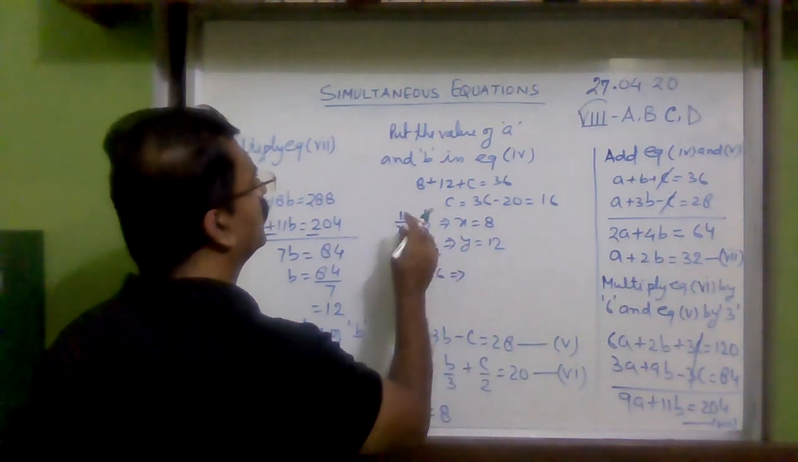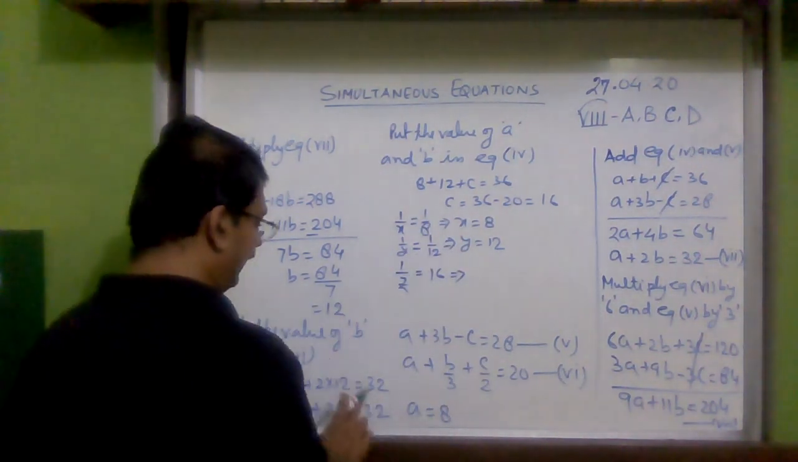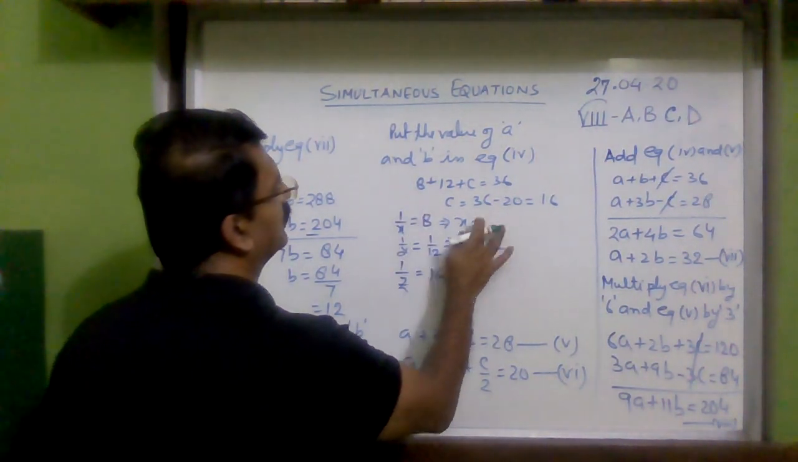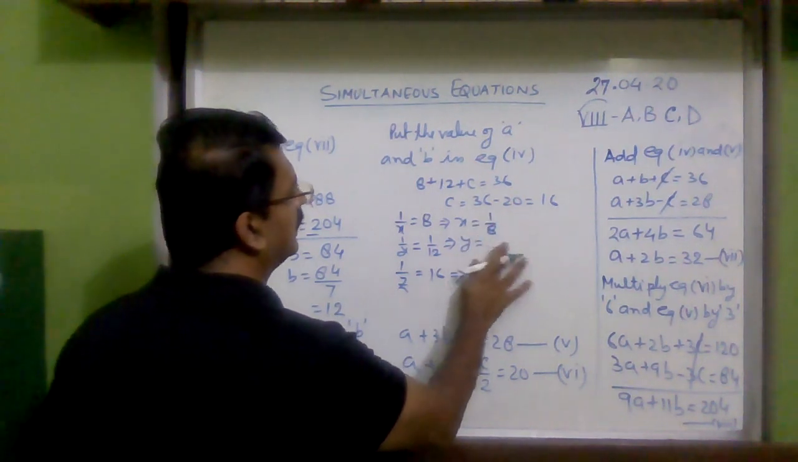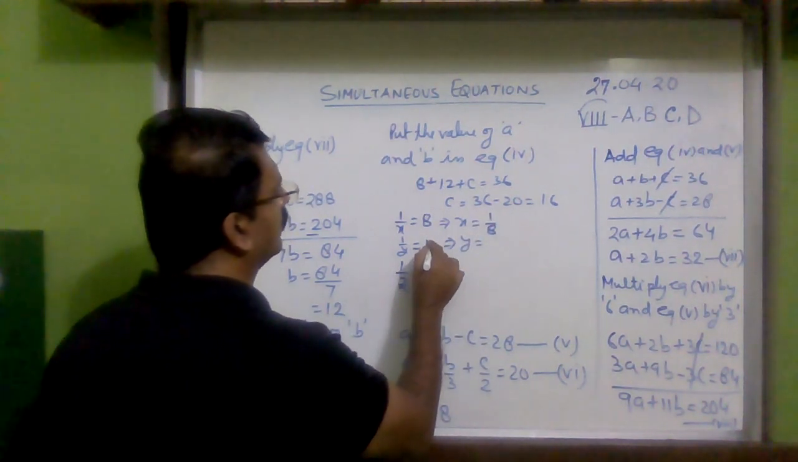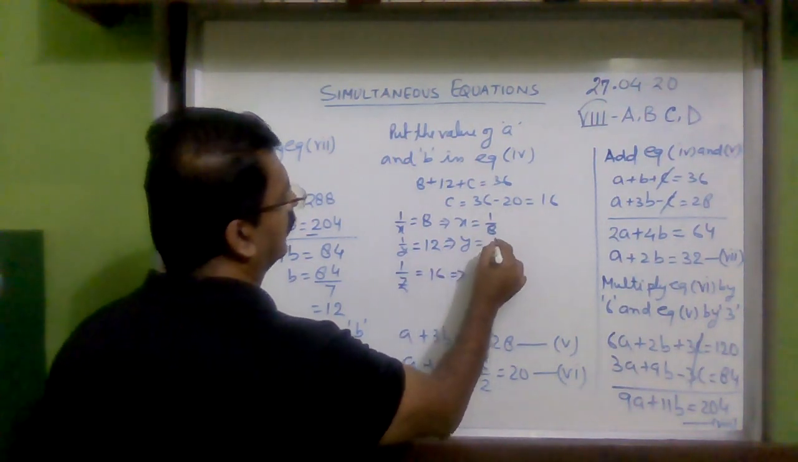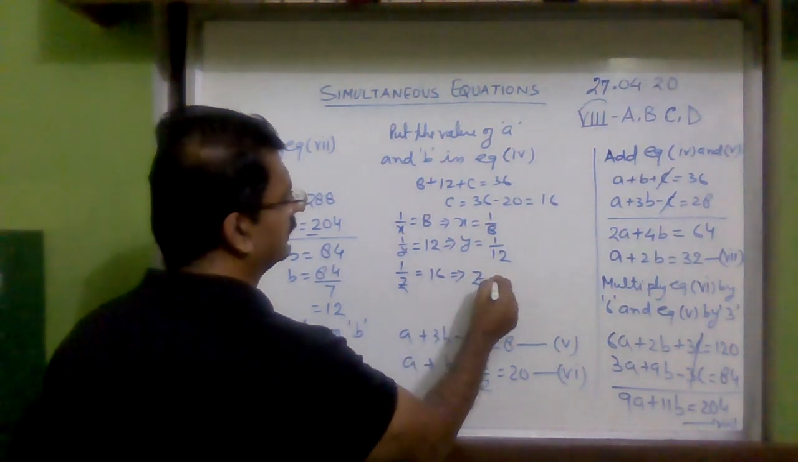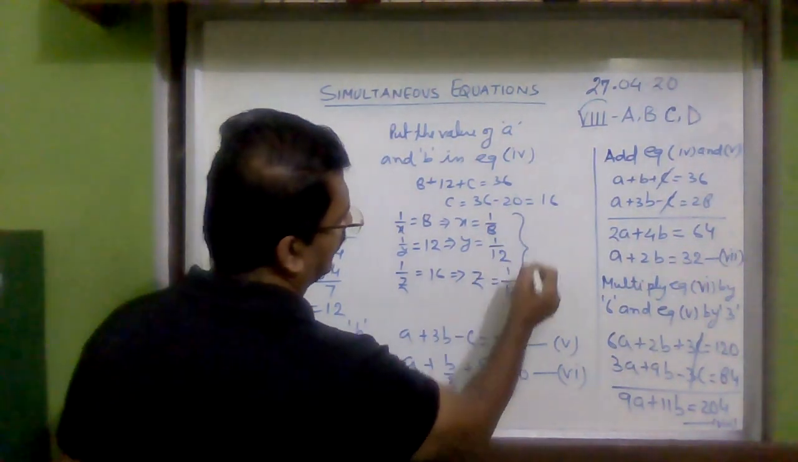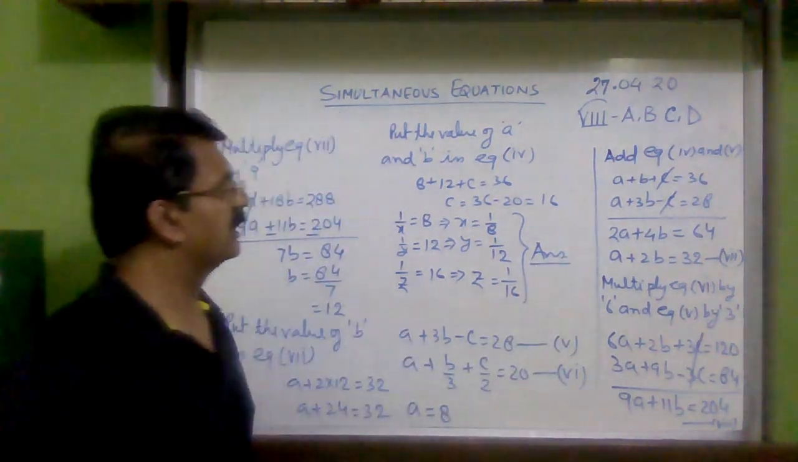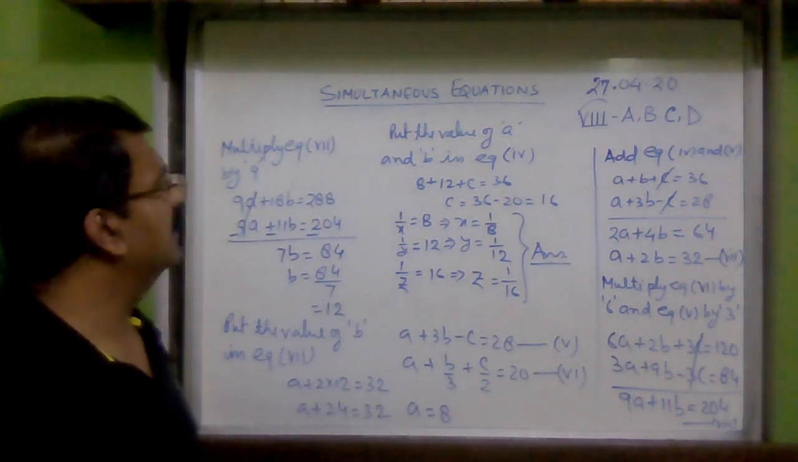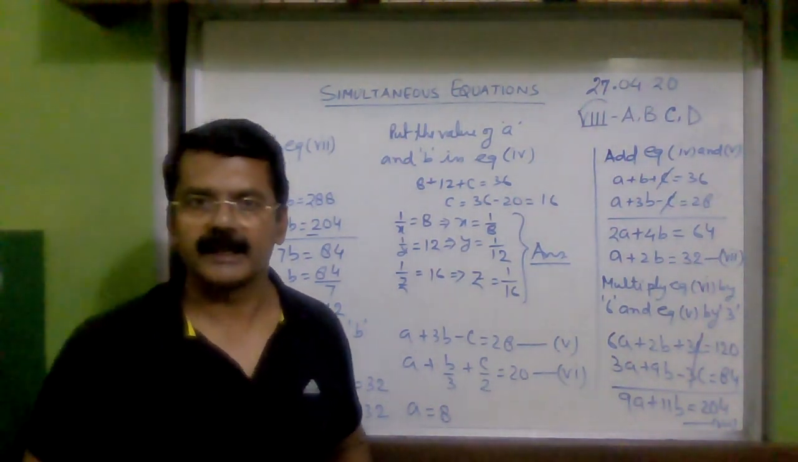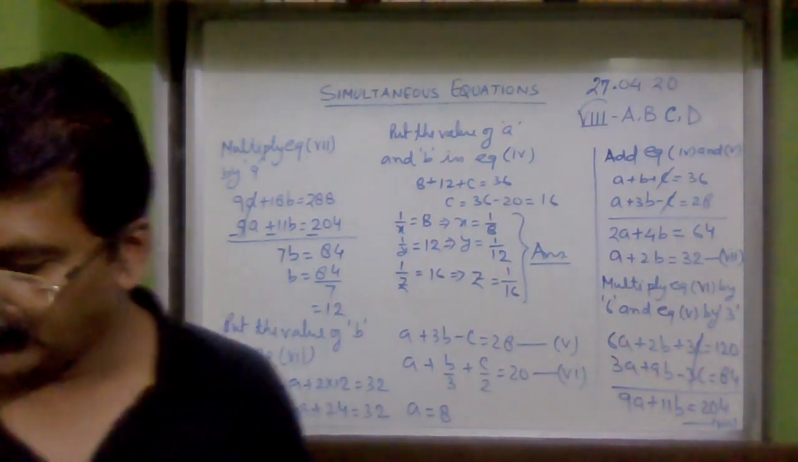Just a moment. No, see, the value of a was 8. That means 1 upon x is equal to 8, so x is equal to 1 by 8. Similarly, 1 upon y is equal to 12, so y is equal to 1 by 12. Similarly, 1 by z is equal to 16, so z is equal to 1 by 16. So this is actually the answer. x is equal to 1 by 8, y is equal to 1 by 12, and z is equal to 1 by 16. That is your answer. Clear? And now we'll do the next sum.